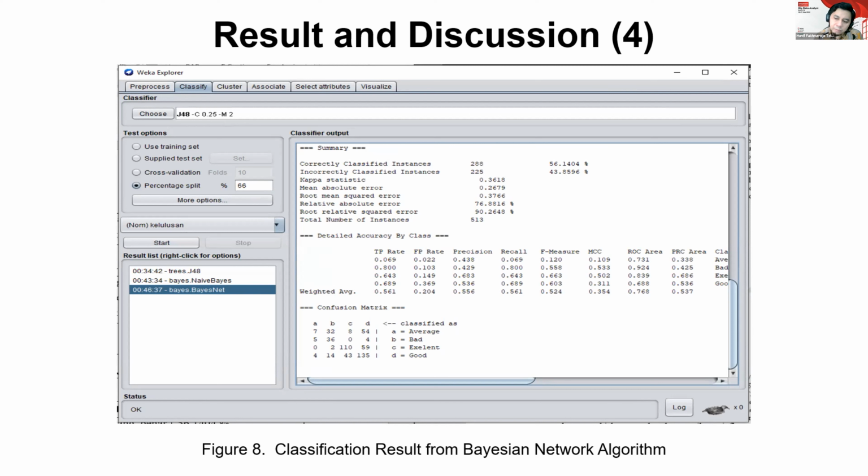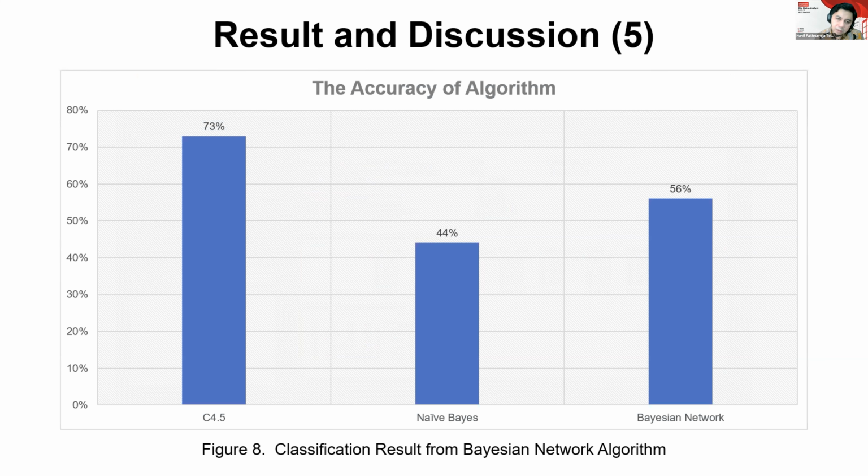The Bayesian network algorithm will be done with a 66% split test option, where the process is carried out with 66 training data and 44 testing data. And from the result of the classification process in the Bayesian network algorithm, the accuracy result is 56.14%. And here is the accuracy of the algorithm comparison.